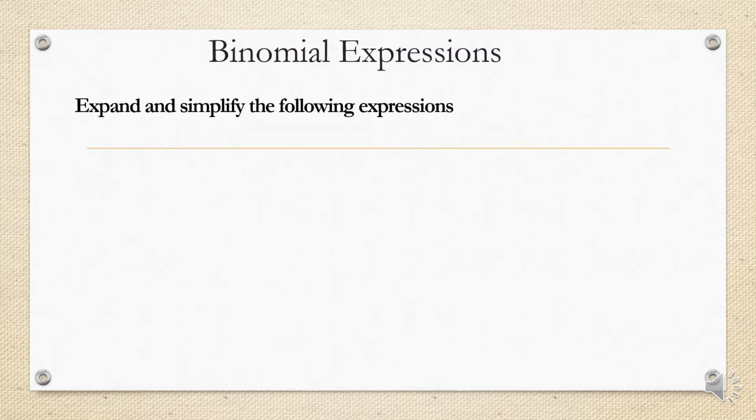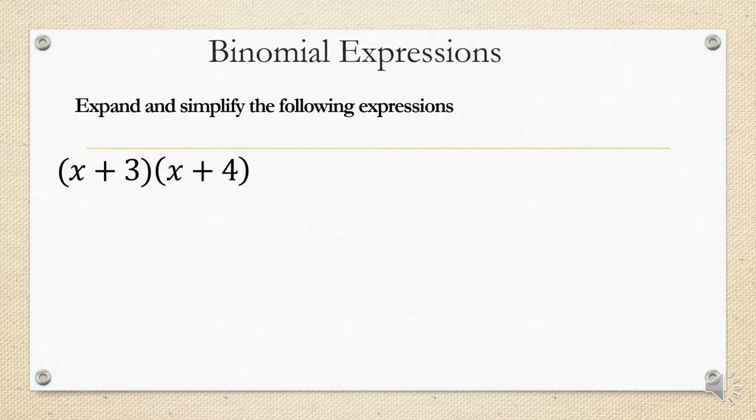Now we're going to look at binomial expressions. What does binomial mean? A binomial expression consists of 2 terms. So we're going to expand and simplify the following expressions. So we have 2 terms. We call it binomial expressions, and we are going to expand it. Remember, we have brackets, so they're not going to ask you to factorize this. They are going to ask you to expand the bracket.